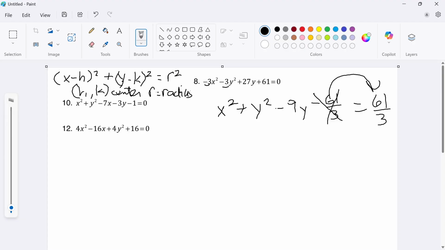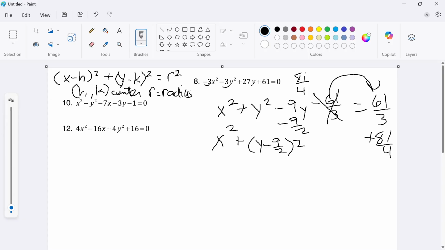Okay, now let me do this. There's no x component, so this is just x squared plus, half of -9 is -9 halves. So this is going to be (y minus 9 halves) squared. -9 halves squared is, 9 squared is 81, 2 squared is 4, 81 fourths. If I added 81 fourths to this side, I have to add 81 fourths to this side.